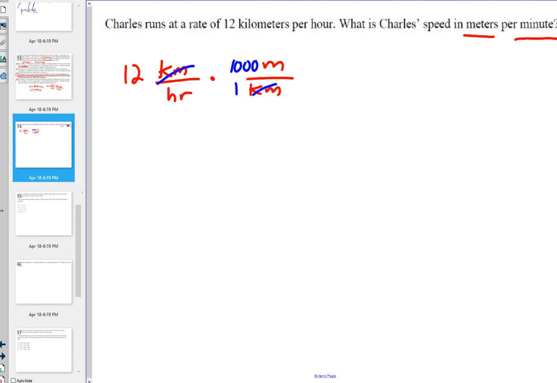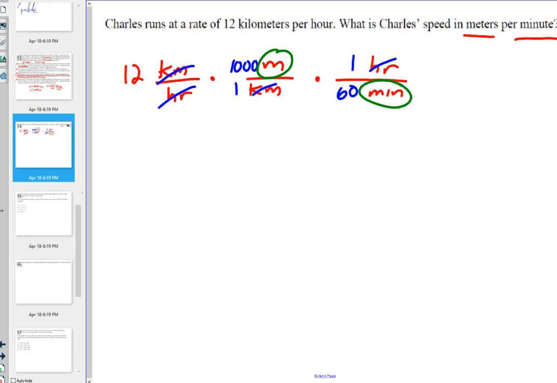Okay. Now, how many hours and minutes? Do we have a direct conversion between hours and minutes? I would want the hours to go on top because I need the hours to cancel. So I know how many minutes there are in an hour. 60. So 60 minutes in 1 hour. That gets the hours to cancel. So the only units that are left are meters per minute.